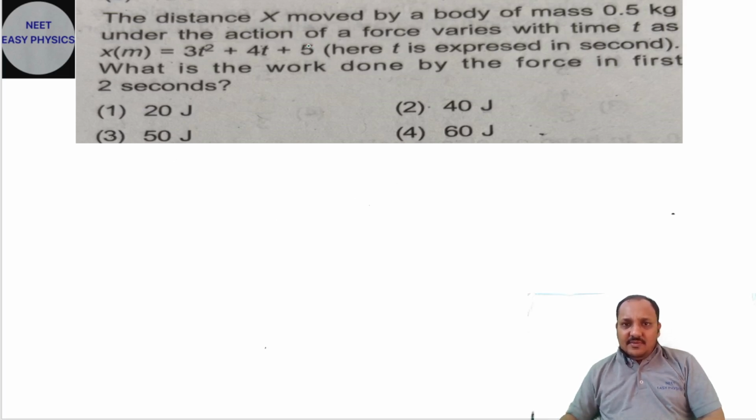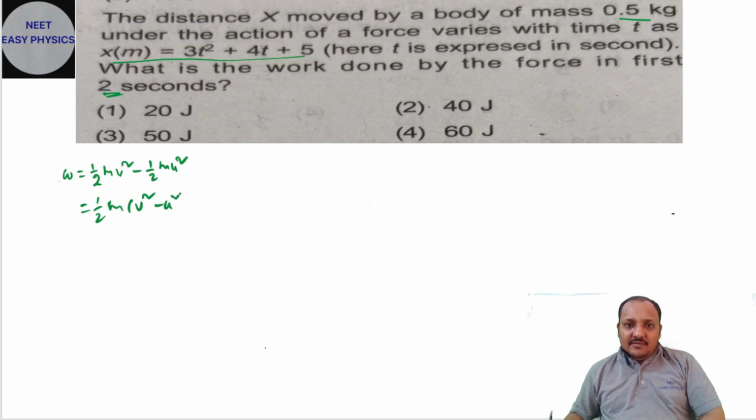See the last problem. The distance x moved by a body of mass 0.5 kg under the action of a force changes with time. It is changing with time, distance. Then what is the work done by the force in the first 2 seconds? So this is the distance they give, and in this time they are asking for the work done. Therefore, we have to apply the work energy theorem: half m v square minus half m u square. So half m into (v square minus u square).